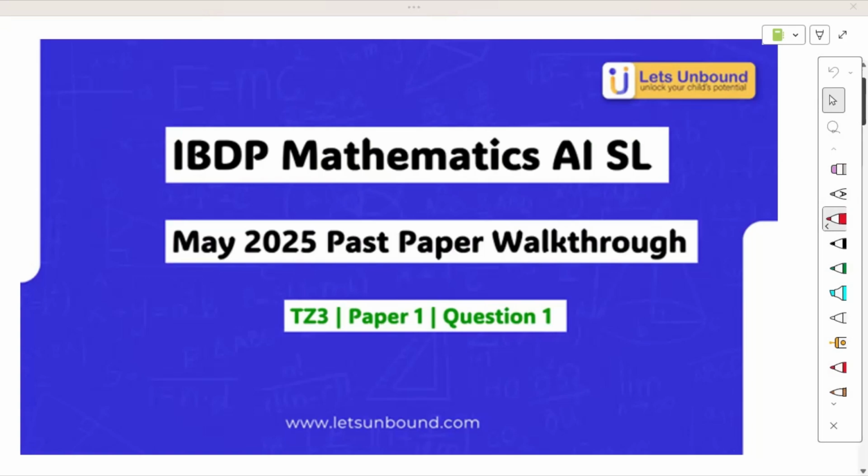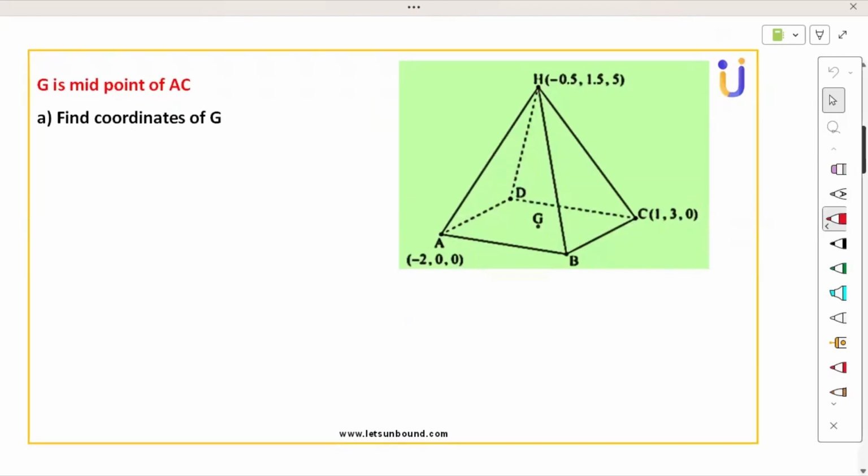So we are back with another playlist for IBDP Math, AI Standard Level, and again a paper walkthrough for the series that we are doing now, May 2025. Paper variant is TZ3, SL Paper 1, Question 1. We can see many questions which are exactly the same in HL and SL of the same paper variant. So you could see the questions keep on repeating on HL. That is freshly 6 questions over here in SL and the others will match with HL level. With that note, let's get into the first question.